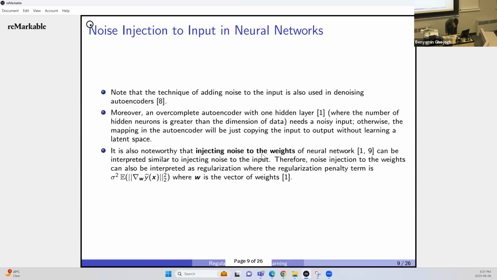Okay. Note that the technique of adding noise to the input is also used in denoising autoencoders. Why? Let me briefly talk to you about autoencoders. In autoencoders, we have some encoder and some decoder. The encoder gets the input and encodes it into some features. The decoder gets these features and reconstructs the output. If we train this autoencoder so that the output is similar to its input, it becomes a reconstruction autoencoder. We have some other autoencoders too, okay? Their output might be something else, but usually in autoencoders we want to reconstruct the input, okay?